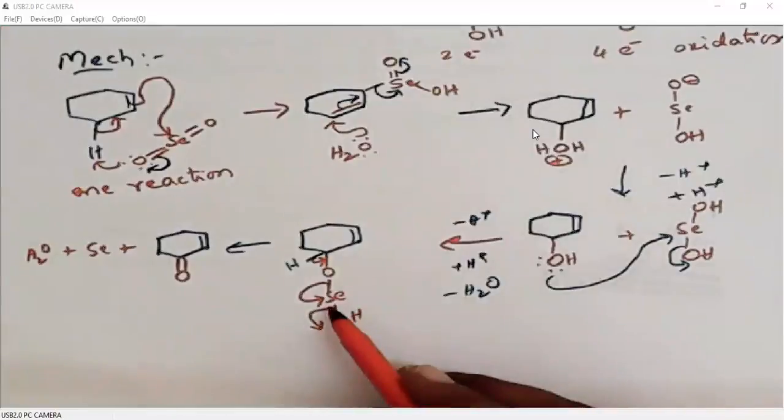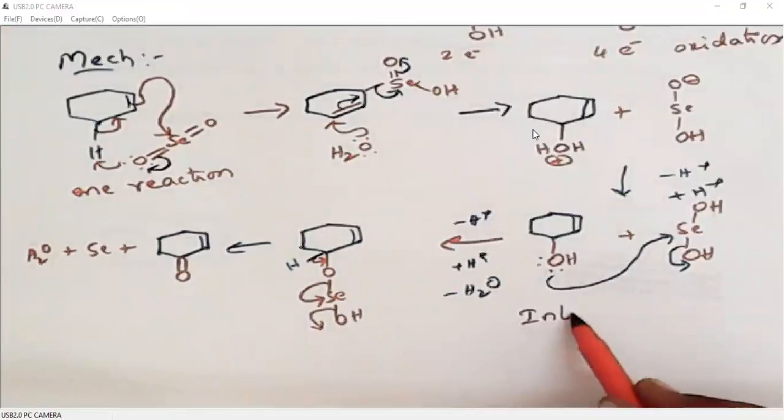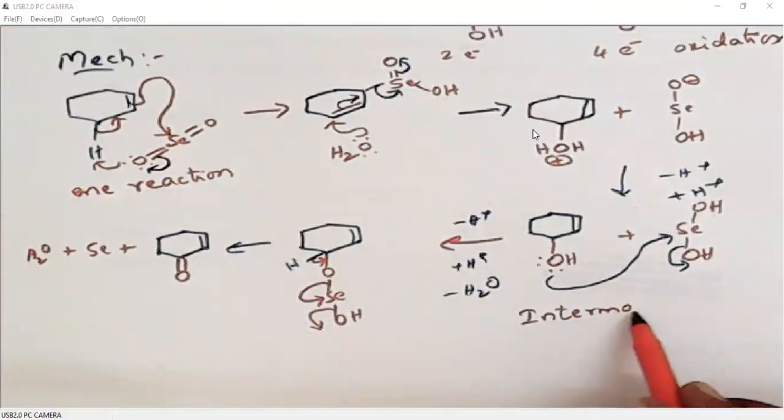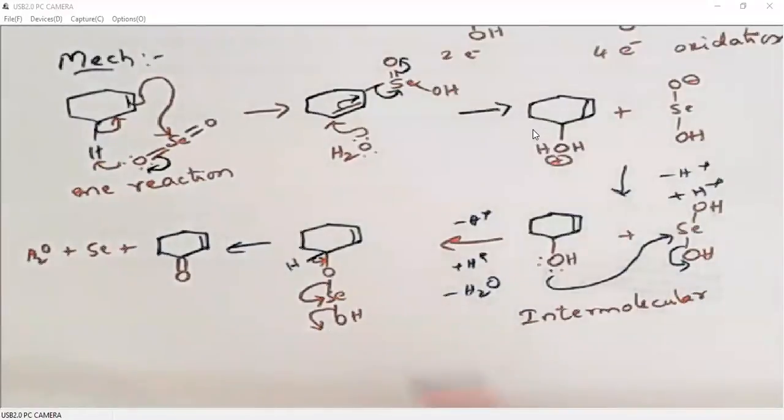The generation of this from here is in an intermolecular fashion, intermolecular, because the allylic alcohol is different and the selenium dioxide is different. We can also generate this in an intramolecular fashion directly from this. I will explain how we will do this.